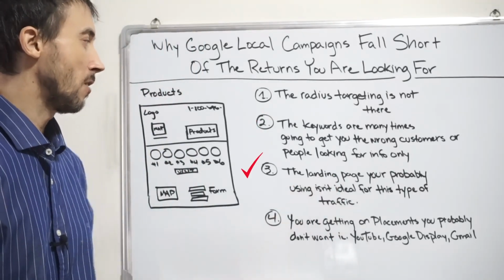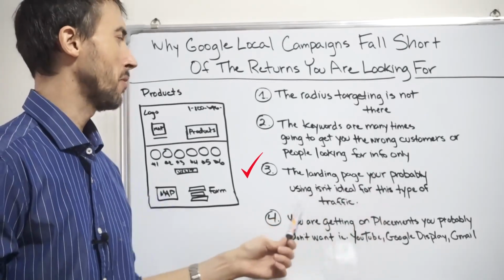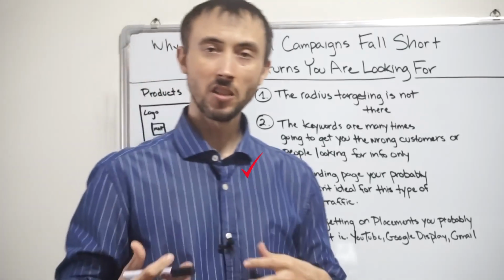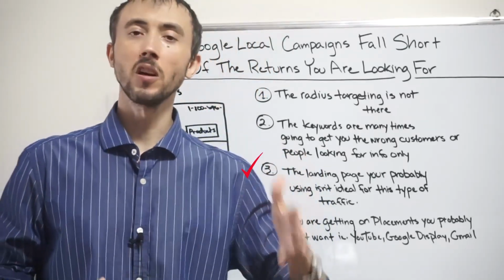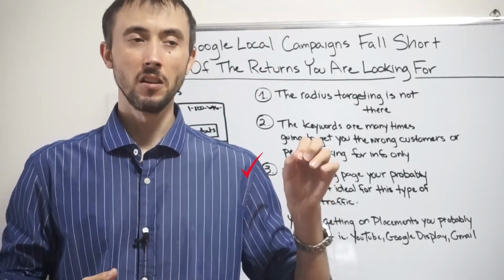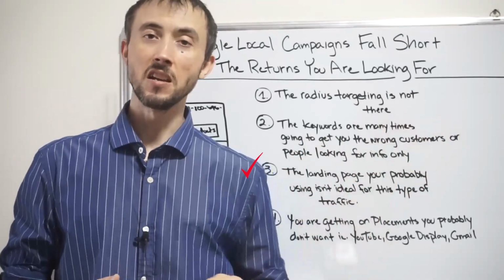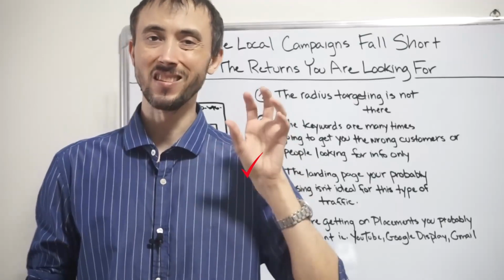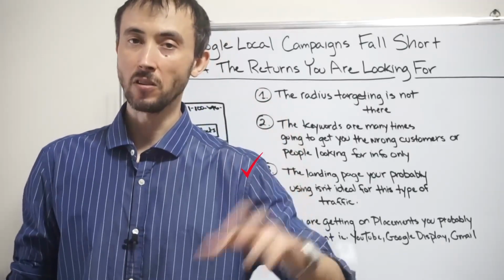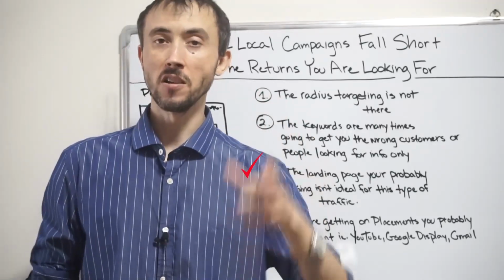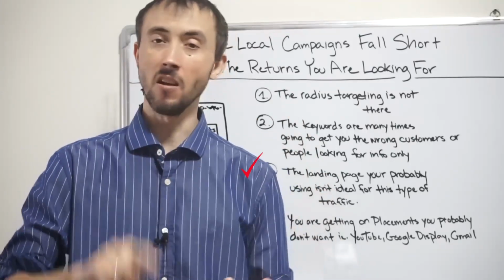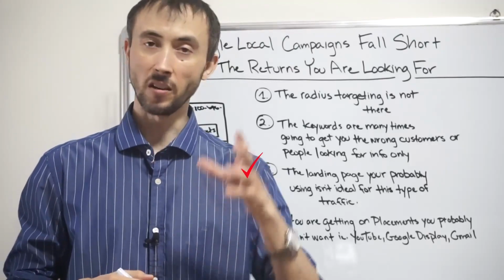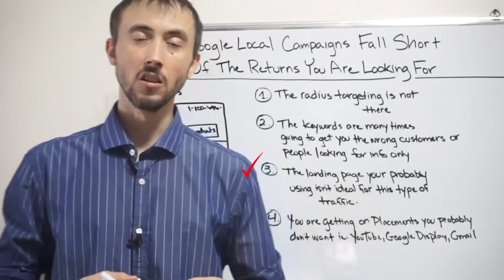The third thing, the landing page you're probably using isn't ideal for this type of traffic. So this is an assumption here, but if you're doing a Google local campaign, you probably weren't sophisticated enough to have a landing page, a dedicated page, in other words, to send the Google local ad traffic to, in order to get it to convert at a sufficient enough rate to A, make money, and B, make money at a decent margin after expenses of product or service delivery and the ad cost.